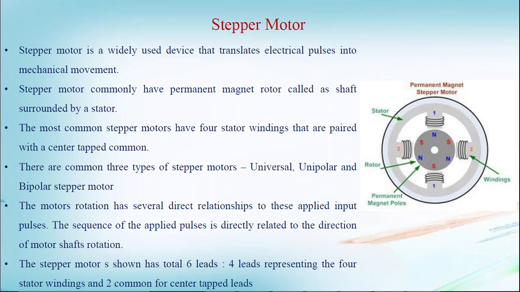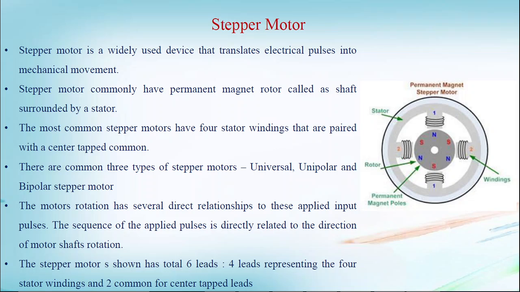A stepper motor is a widely used device that translates electrical pulses into mechanical movement. It has a permanent rotor called a shaft. Most common stepper motors have 4 stator windings that are paired with the center tap common. There are 3 common types of stepper motor: universal, unipolar and bipolar. The motor rotation has direction relationships to the applied input supply pulses. The sequence of applied pulses is directly related to the direction of the motor shaft's rotation.